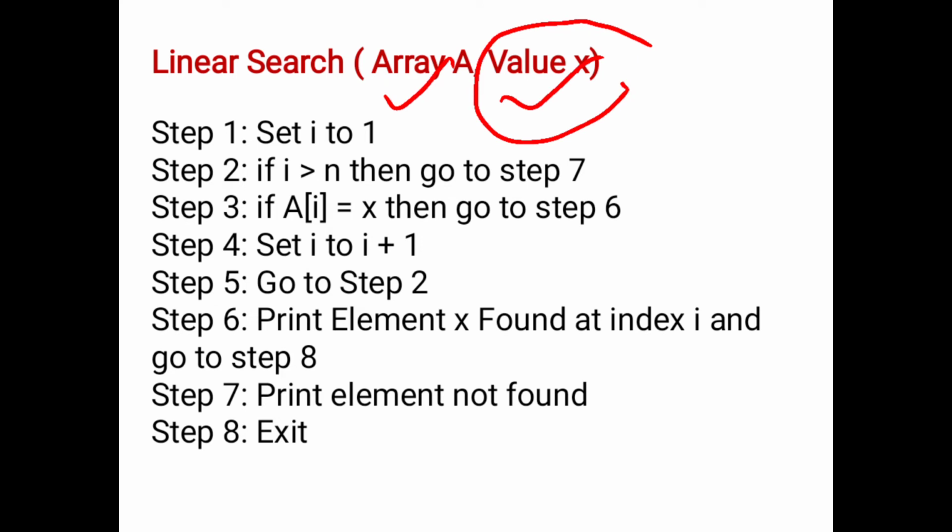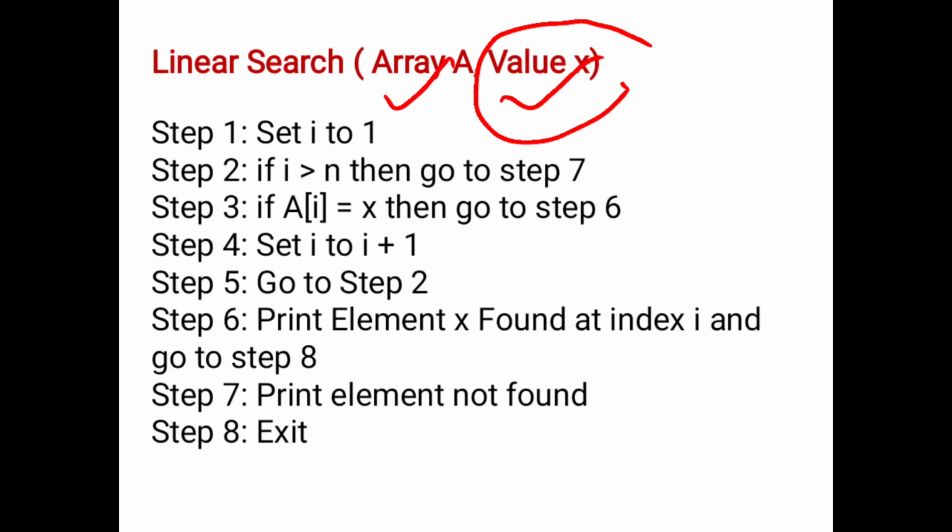Okay, then step 1, set I to 1. The next step 2, if I is greater than n, then go to step number 7. Then if A of I equals X, then go to step number 6. I greater than n means the number of elements in the array has been exceeded, so go to the step that prints that the element is not found in that array.